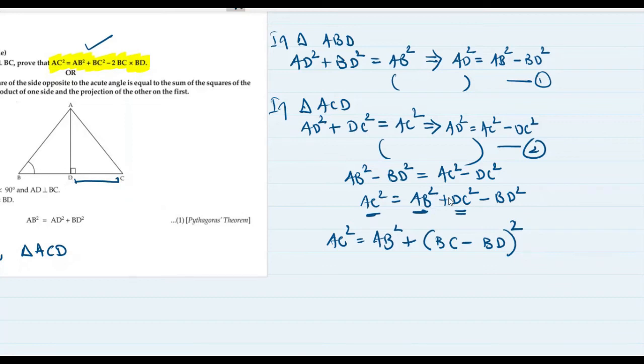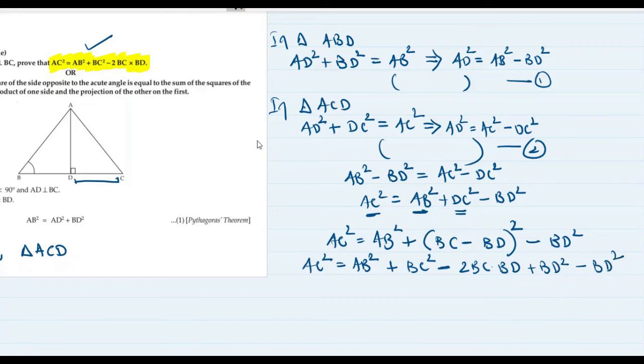BC minus BD. So in the place of DC, I wrote BC minus BD the whole square, because it was eventually DC square. So I need to square the whole thing, minus BD square. Okay, so this will become AC square is equal to AB square plus BC square minus 2BC into BD plus BD square minus BD square.